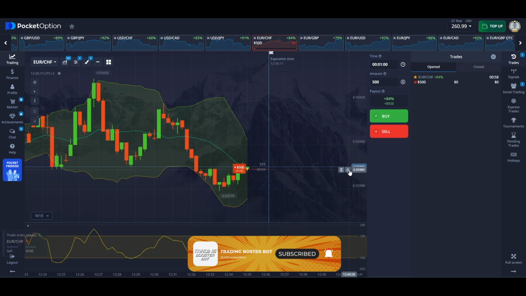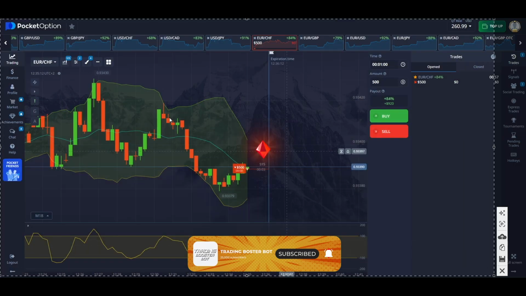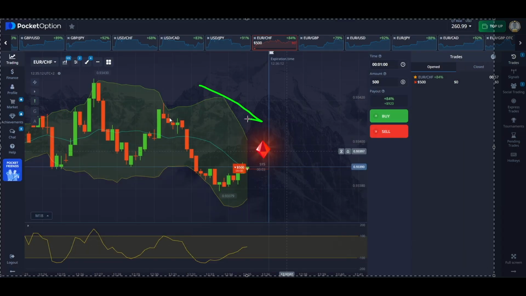It's the same situation on the euro to Swiss franc currency pair. What's happening here? We're seeing a downward movement. The CCI indicator is in the working range. The price is coming up to the middle line from below. So from here, I open a sell trade for 1 minute.